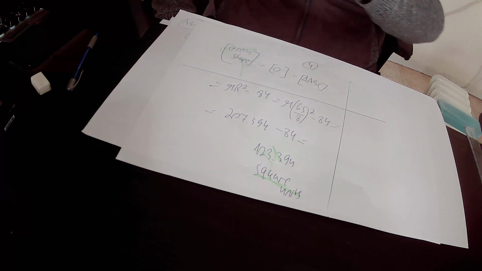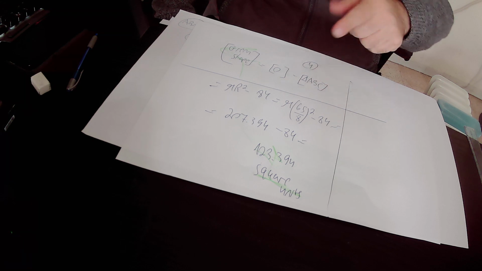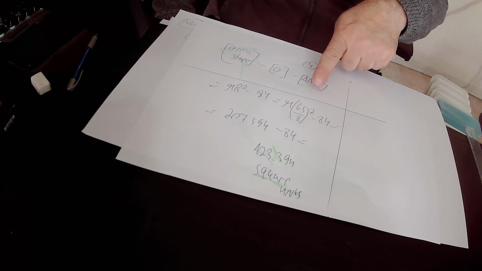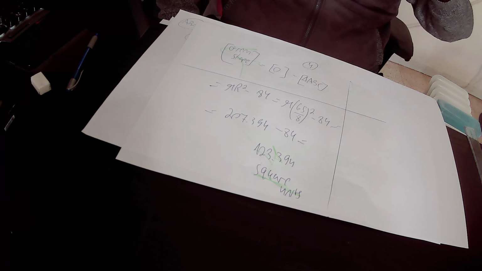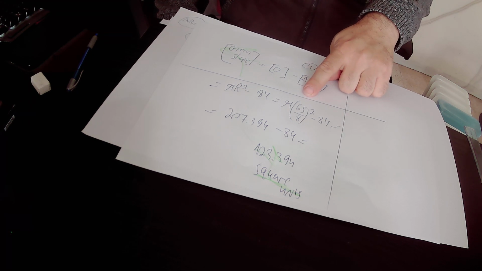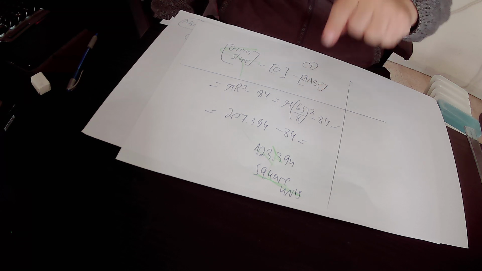So it is pi r square. R is 65 over 8, so r square is (65 over 8) square. So in total, the area of the green shape equals pi times (65 over 8) square minus 84, that is the area of triangle ABC. This expression in total equals 207.394 square units minus 84.